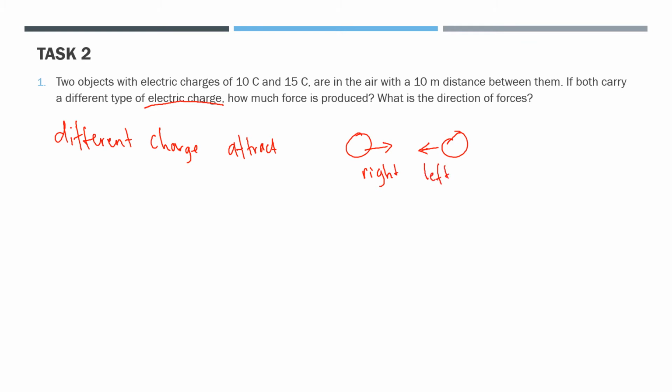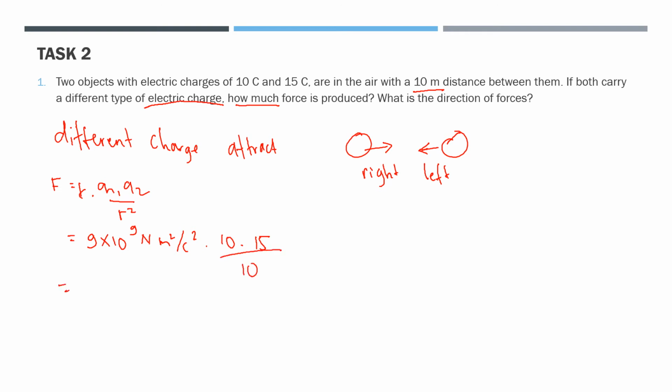Then how much force is produced? To count this, you can use Coulomb's law formula: K times Q1 times Q2 per R squared. The K, you have to remember, is already fixed. We assume that this is in the air, so it is 9 times 10 to the power of 9 Newton meter squared per Coulomb squared. The Q1 is 10, the Q2 is 15, and luckily the distance is in meters, so you don't need to convert it anymore. It is divided by 10.